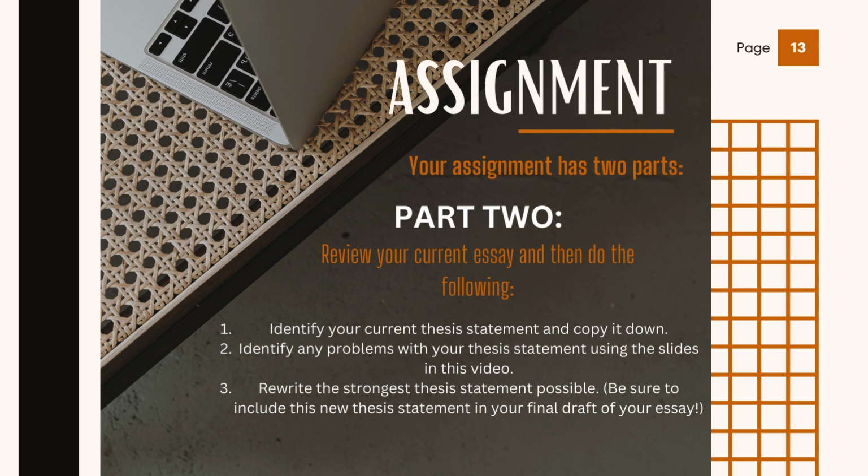Part 2 of your assignment is you're going to review your current essay in the course and you're going to do the following. Number 1, you're going to identify your current thesis in your paper. You're going to copy it down for me. Number 2, you're going to identify what problems there are with your thesis statement using the slides in this video. Did you fall into the announcement, the vague plague, or the hear ye, hear ye? Maybe you followed one of the myths. Maybe you don't have enough points. Tell me what's wrong with your thesis statement.